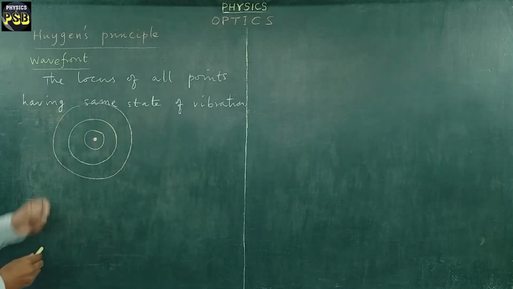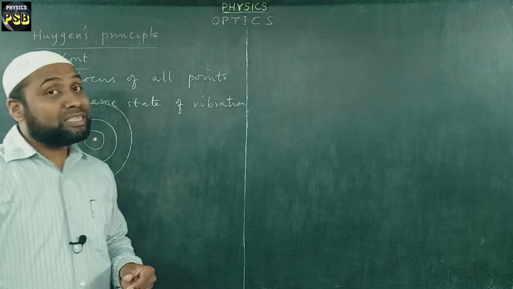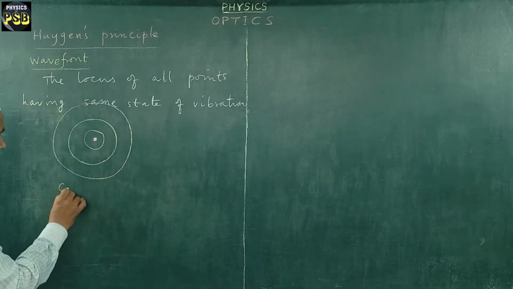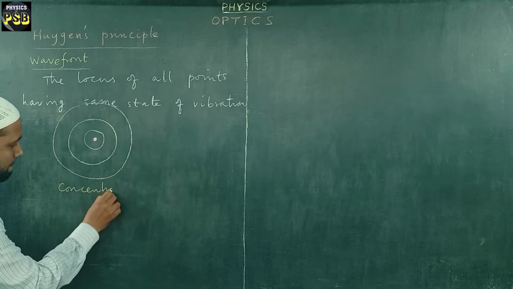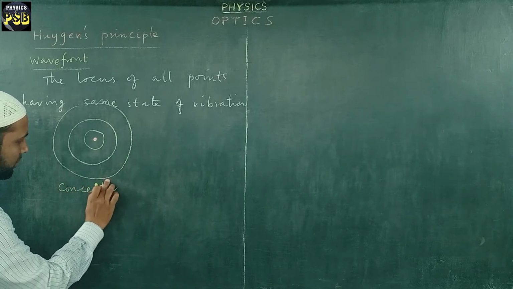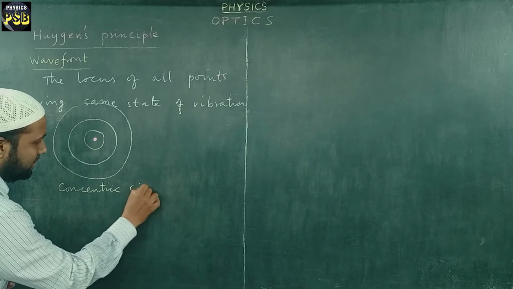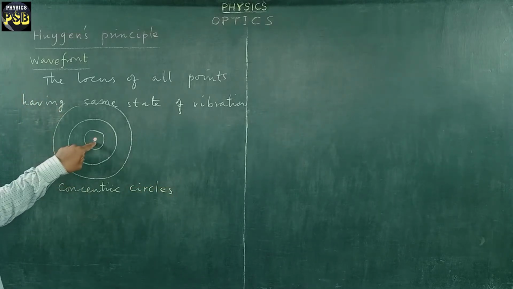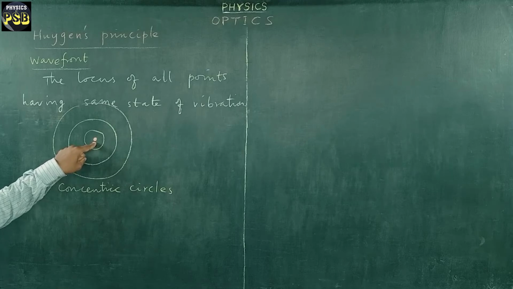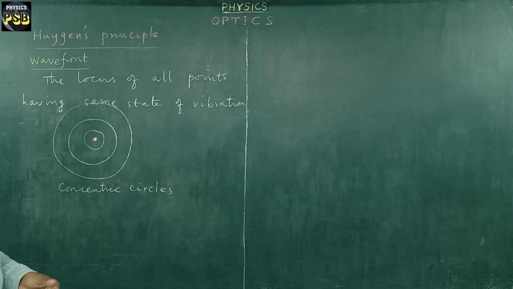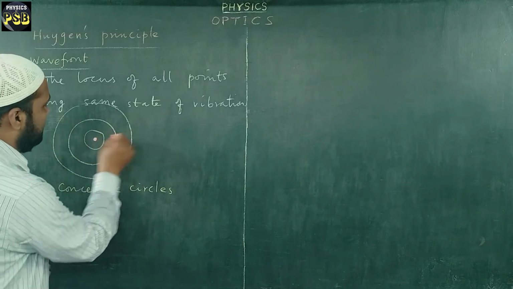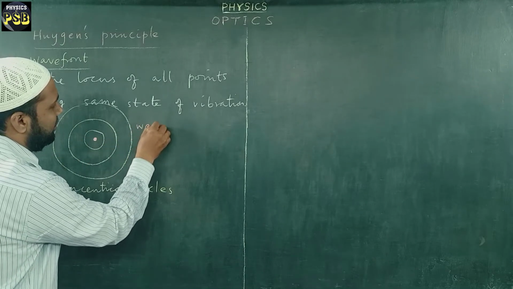Here, I have used the term concentric circle. What does it mean when we say concentric circles? It means circles with common center. Circles with common center is referred as concentric circles. So this is a wavefront.